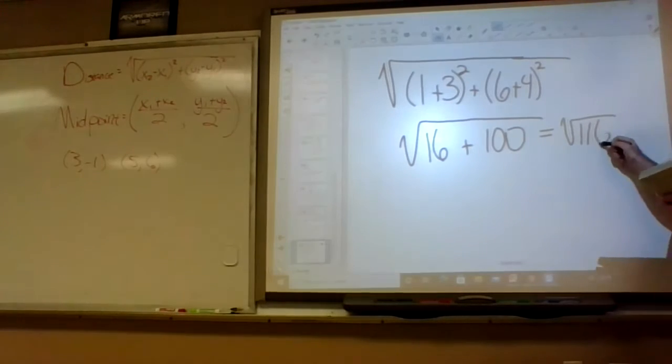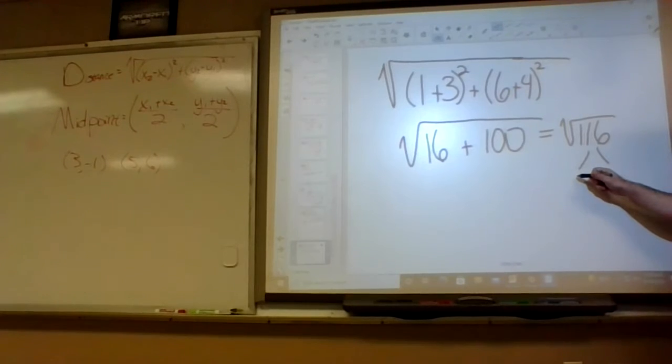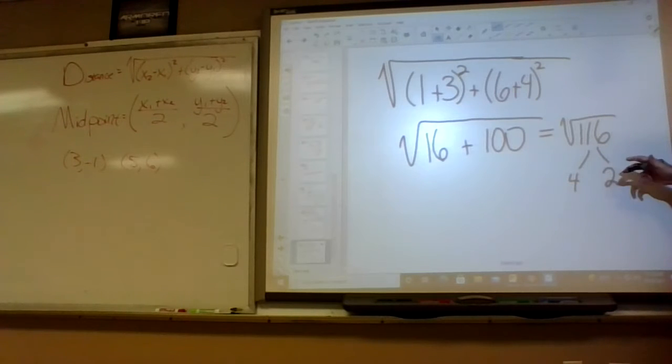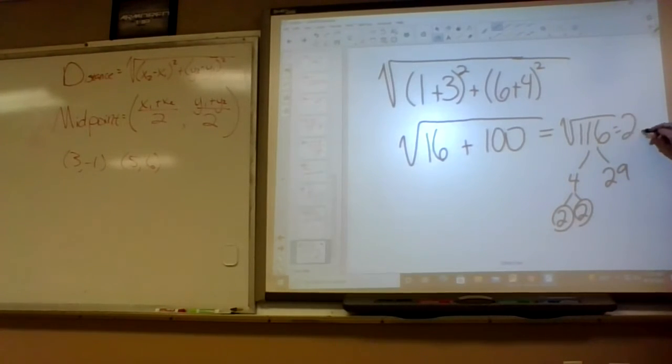Does 116 have a square root? No. Can we simplify it? Yes. If you have a nice calculator, it should do this automatically. If you don't, you can borrow one, or you can do the factor tree trick. Let's see, what goes into that? 4 times 29. And the square root of 4 is 2. So if you have doubles, that becomes a normal 2. That stays square root of 29. So it's 2 square root of 29.